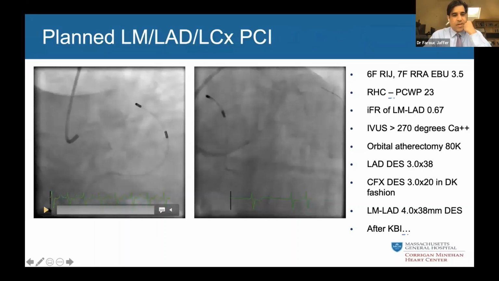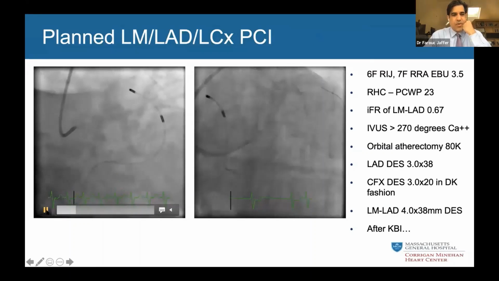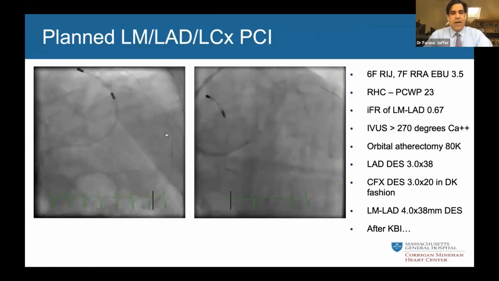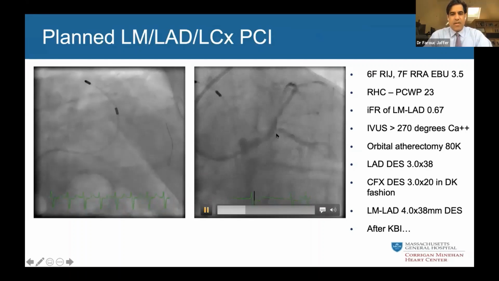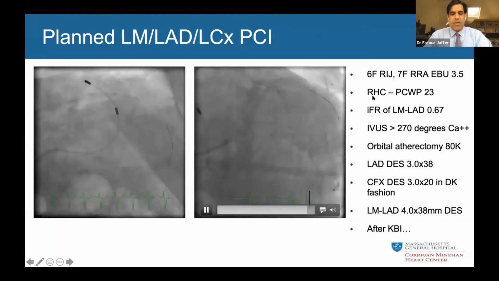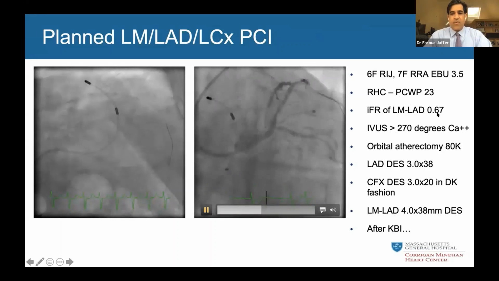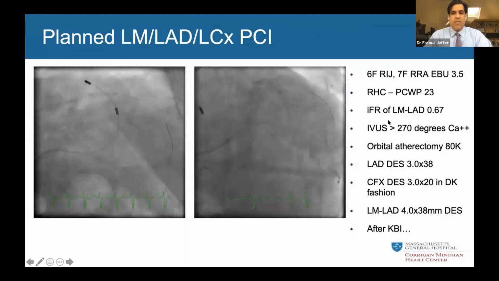This was initially a staged procedure, and because of his high BMI, we were particularly interested in going radial. He had an IJ sheath, and he had a 7 French guide, allowing us to take selective pictures. We did a right heart cath first and showed a high wedge of 23. We confirmed that this was physiologically significant into the left main, into the LAD, and the iFR was quite severe at 0.67. We then angioplastied into the proximal LAD that had greater than 270 degrees of calcification, and therefore he underwent orbital atherectomy.